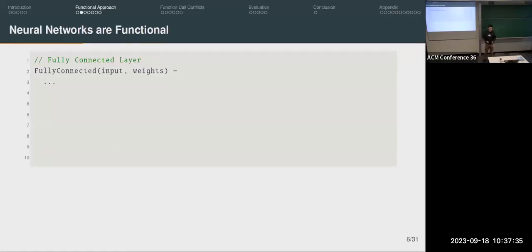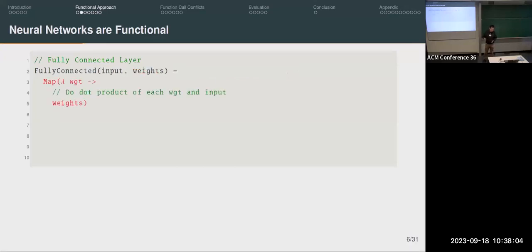So here we first define a fully connected layer. It takes an input and weights. In functional programming, when you have variables like this input and weights, they are always type defined. So we always know the input is a 1D array and the weight is a 2D array with a certain size. What we want to do with fully connected is multiply the input and the weights.